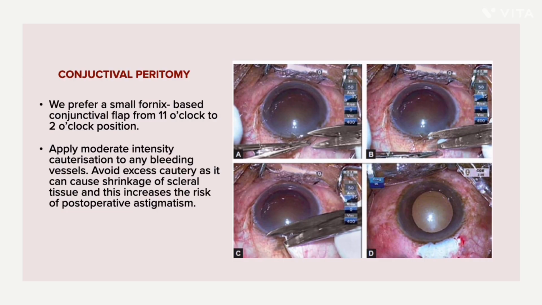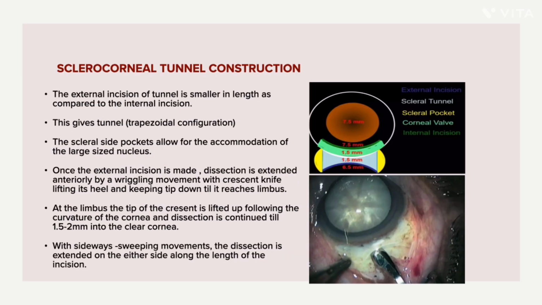Also important to remember is to avoid excessive cautery, because over-cauterization doesn't just damage the episclera, it can cause shrinkage of the underlying scleral tissue, and this can cause post-operative astigmatism. Now, coming to the sclerocorneal tunnel construction, one of the unique features of the SICS tunnel is its trapezoidal shape. Notice that the external incision is intentionally shorter than the internal one. This design creates scleral side pockets, which are highlighted in yellow in the diagram.